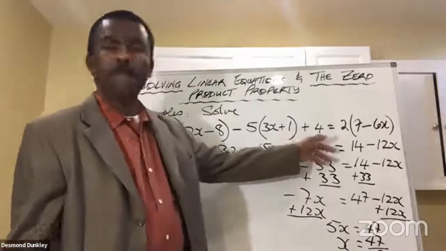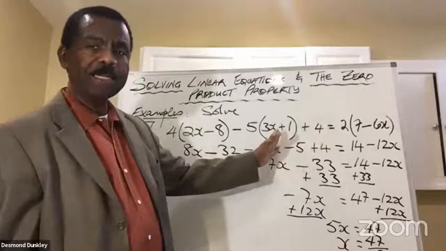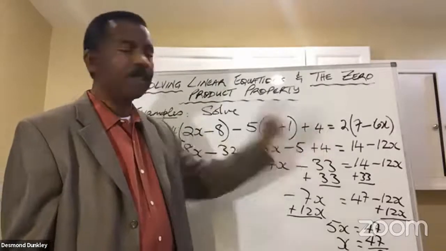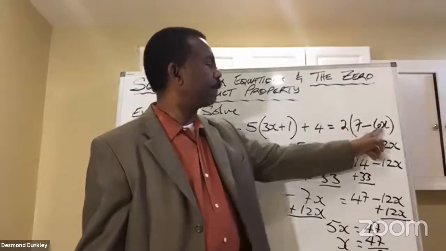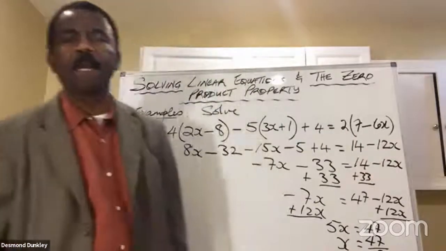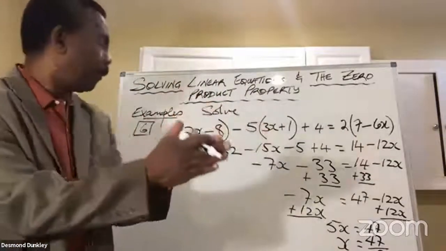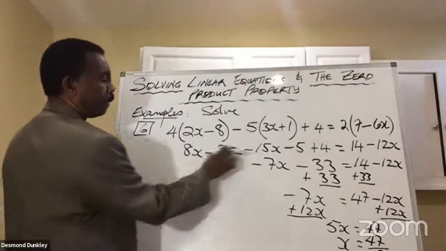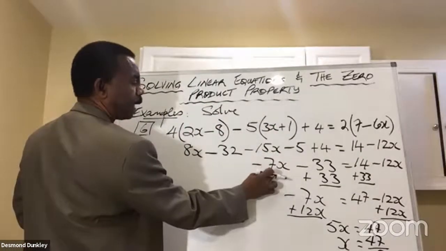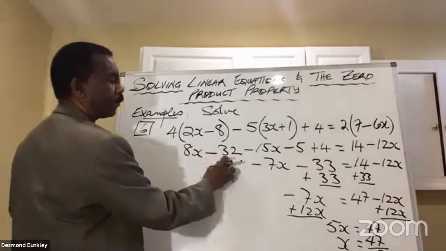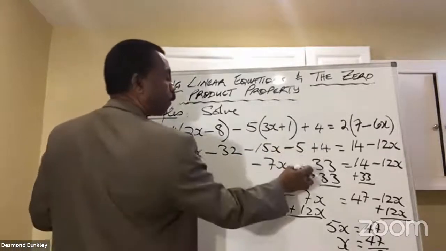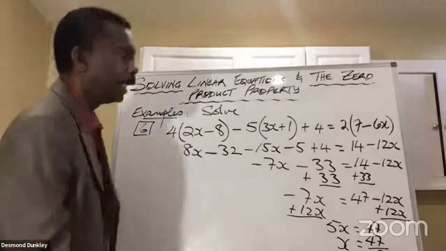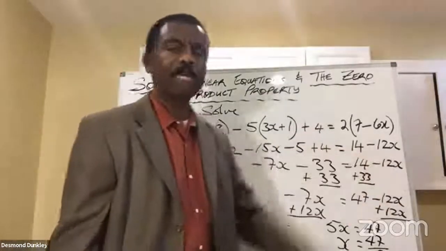The 4 is not multiplied because it's not in the parentheses. It's all by itself. 2 times 7, 14. 2 times negative 6x, negative 12x. And then we combine like terms. 8x minus 15x, negative 7x. Negative 32 minus 5, negative 37. Plus 4, negative 33. Equal to 14 minus 12x.